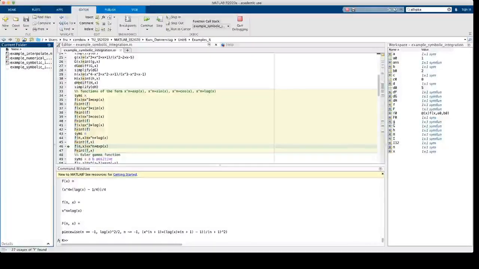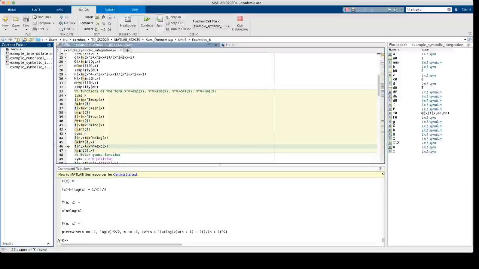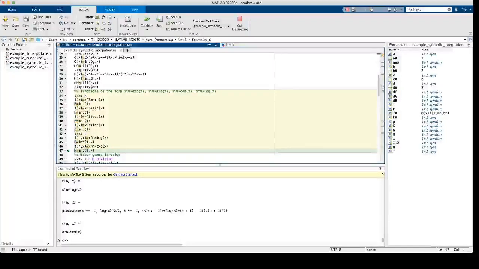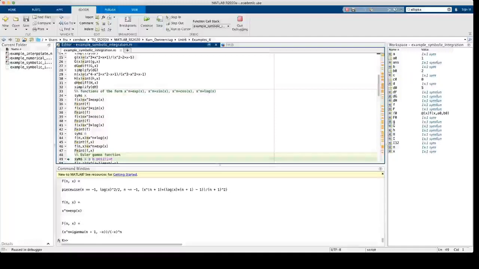Now let's try the same approach for x to the power of n times exp of x. n, again, a symbolic variable with no restrictions. So what do we get if we compute the antiderivative for this function, small f, x to the power of n times exponential of x? Well, in this case, we don't get an integral in terms of elementary functions. Here we need the higher function igamma, which will be explained in the next section.